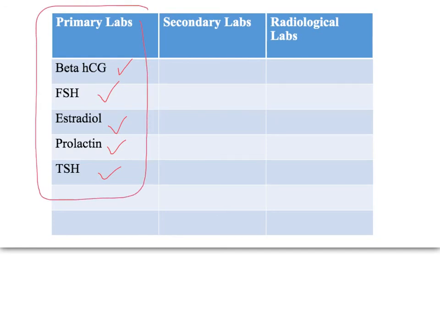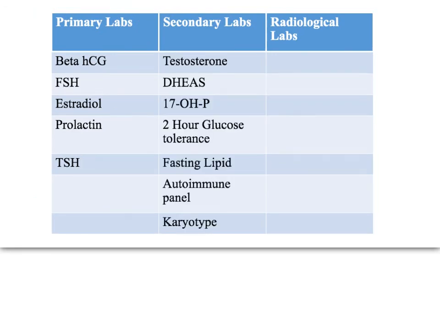And then you'll move on to your secondary labs. Of course, we're assuming right now that you haven't found any anatomical anomalies during your physical exam either. So then you have your secondary labs. That's going to include, first of all, testosterone, which is going to help you check for polycystic ovarian syndrome as well as an ovarian tumor. DHEAS is going to let you look for an adrenal tumor. 17-hydroxyprogesterone is going to let you look for late onset CAH. The 2-hour glucose and the fasting lipid are good for checking for polycystic ovarian syndrome.